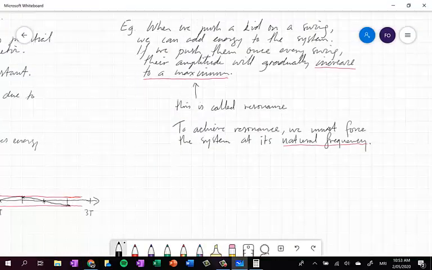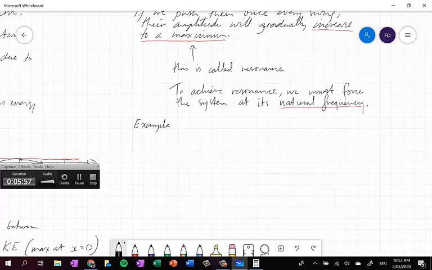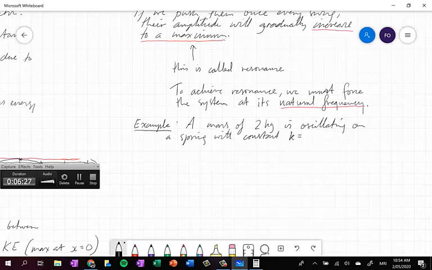So let's look at a practical example. A mass of 2 kg is oscillating on a spring with constant k equals 100 newtons per meter. At what frequency should we force it to achieve resonance?